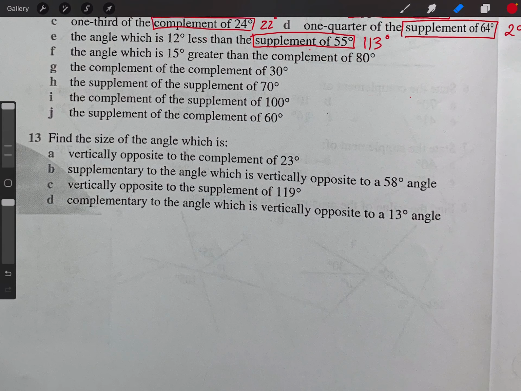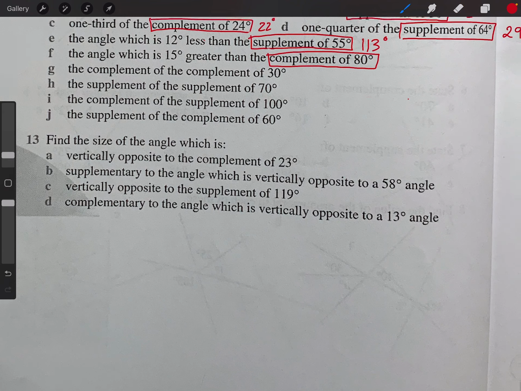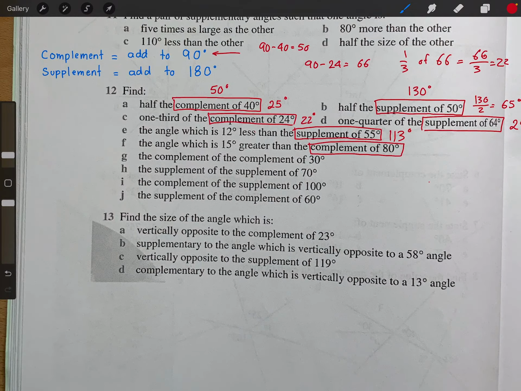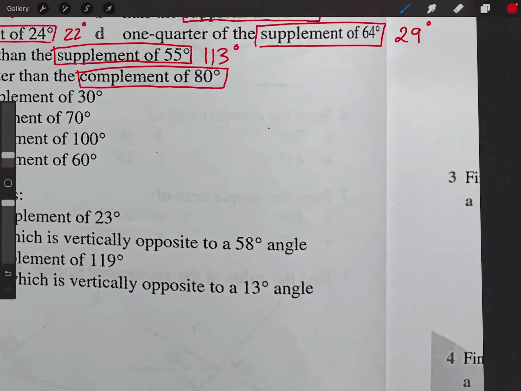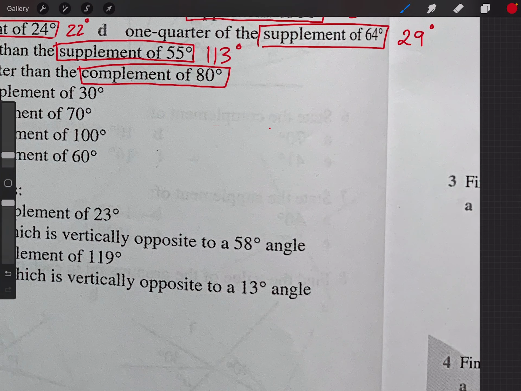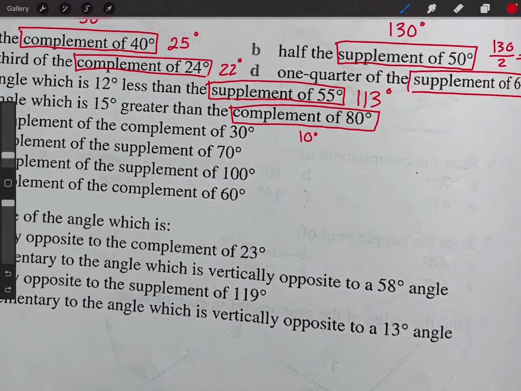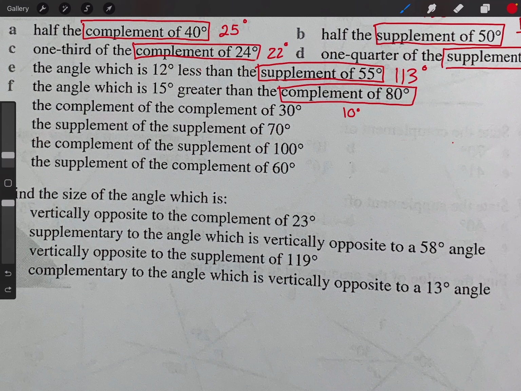Alright, next one, question F. The angle which is 15 degrees greater than the complement of 80 degrees. So let's find the complement of 80 first. Remember, the complement means add to 90, okay? So the complement of 80 will be 10, because 10 degrees plus 80 degrees is 90 degrees. Now it says the angle which is 15 degrees greater. 15 greater means we add 15 to this 10 degrees and we get 25 degrees.